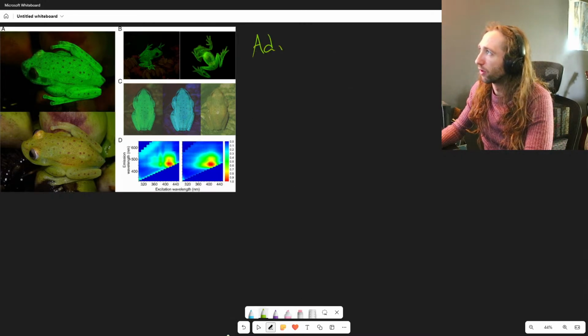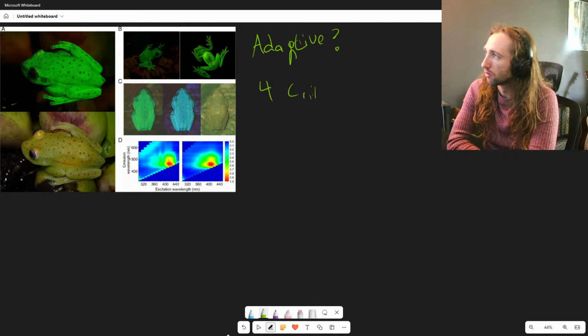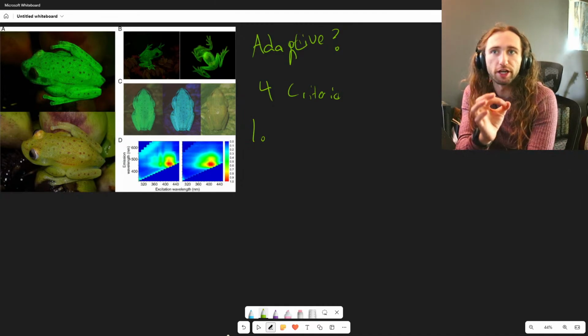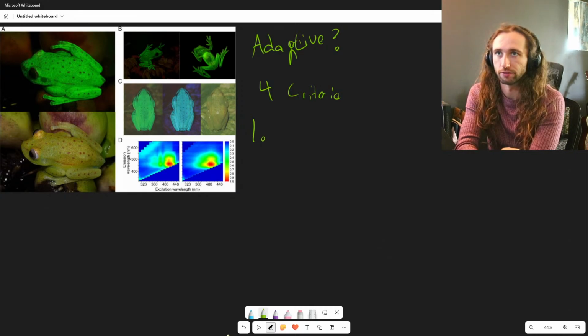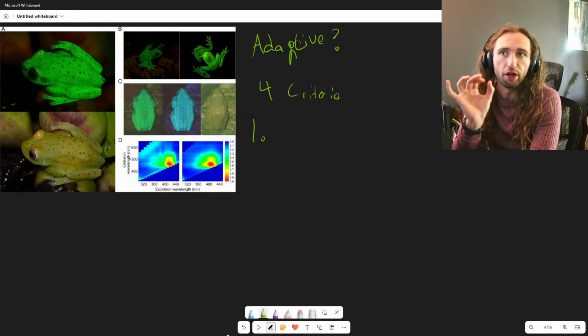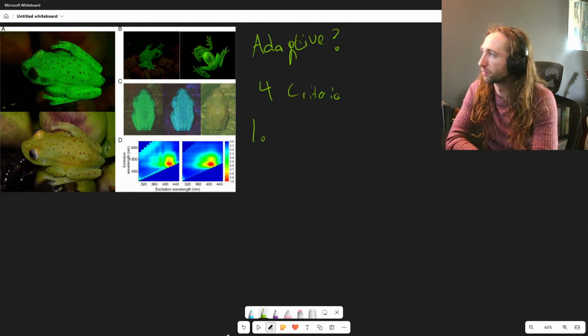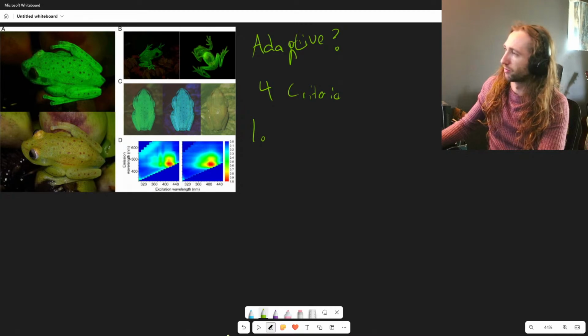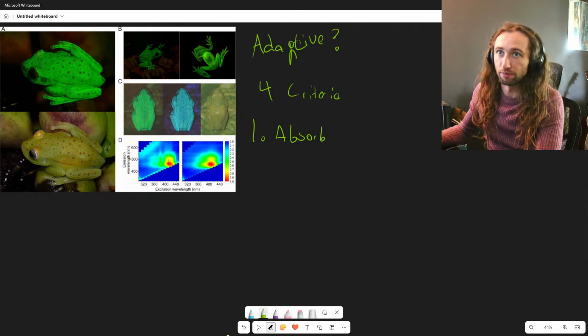So, we have 4 criteria to test for adaptation here. The first: the fluorescent pigment found within the frog will absorb the dominant wavelengths of light found in the environment. And then the reason why this would be considered adaptive if it is found.